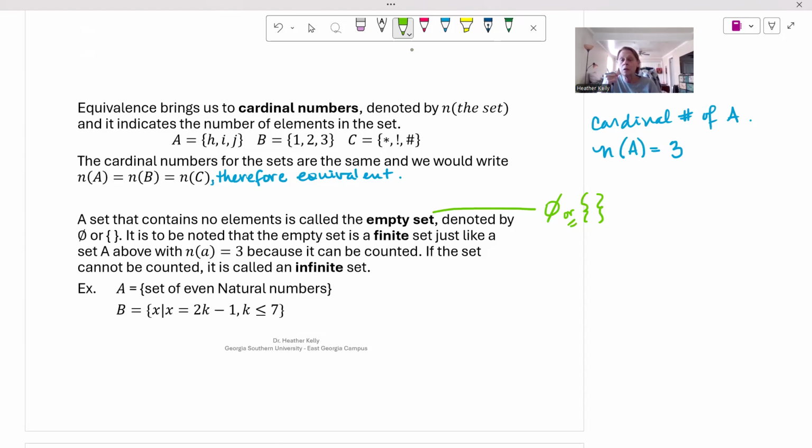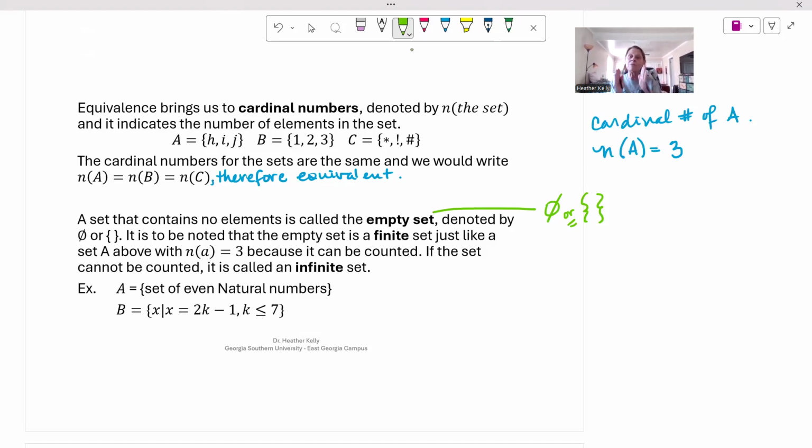Now, the thing to be noted here, the thing that is kind of hard to wrap your brain around is that the cardinal number for an empty set is... it's really not a cardinal number. I'm sorry, I misspoke. We have to say that an empty set is finite because we can count the fact that there is nothing in it. Okay, so there's 2 kinds of sets. There's the finite set, a set where we can literally count and say exactly how many elements are in it.